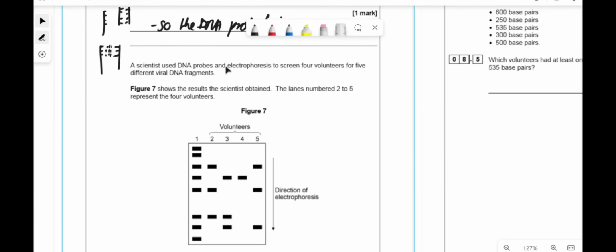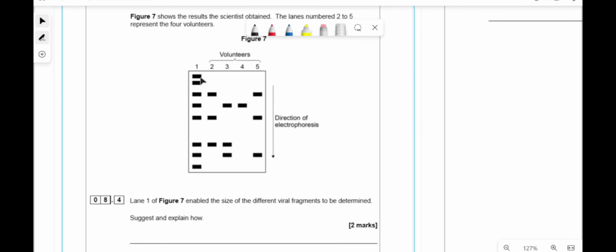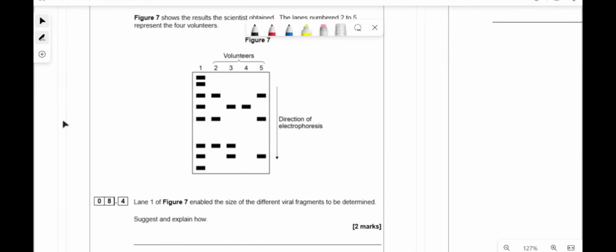A scientist used DNA probes and gel electrophoresis to screen 4 volunteers for 5 different viral DNA fragments. Figure 7 shows the results the scientist obtained. The lanes numbered 2 to 5 represent the 4 volunteers. So volunteer 1, 2, 3, 4, and this is like a control ladder, I'm presuming. Gel electrophoresis separates them based on length. So we have a ladder of known lengths here so that we can match them. So let's say this is a couple hundred kilobases long, then we know that this one here matches with that, so that's got to be a couple hundred kilobases long. Without this, it means absolutely nothing to just have this on its own, because all we know is that 2, 4 and 5 have similar length DNAs, but we don't know how much.